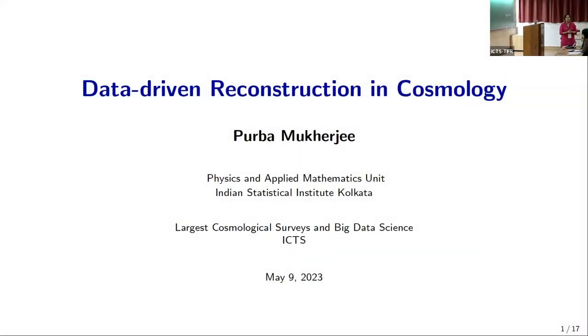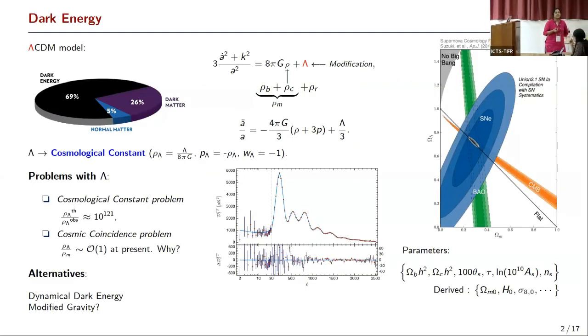Today I'll be talking about data-driven reconstruction in cosmology, with mainly emphasis on the late-time physics. As we all know, recently the late-time accelerated expansion of the universe has been one of our greatest puzzles. And to accommodate this accelerated expansion, cosmologists have introduced an exotic component in the energy content of the universe, and we call it dark energy. The simplest model for dark energy is the cosmological constant lambda. Now, lambda together with CDM forms our standard cosmological model.